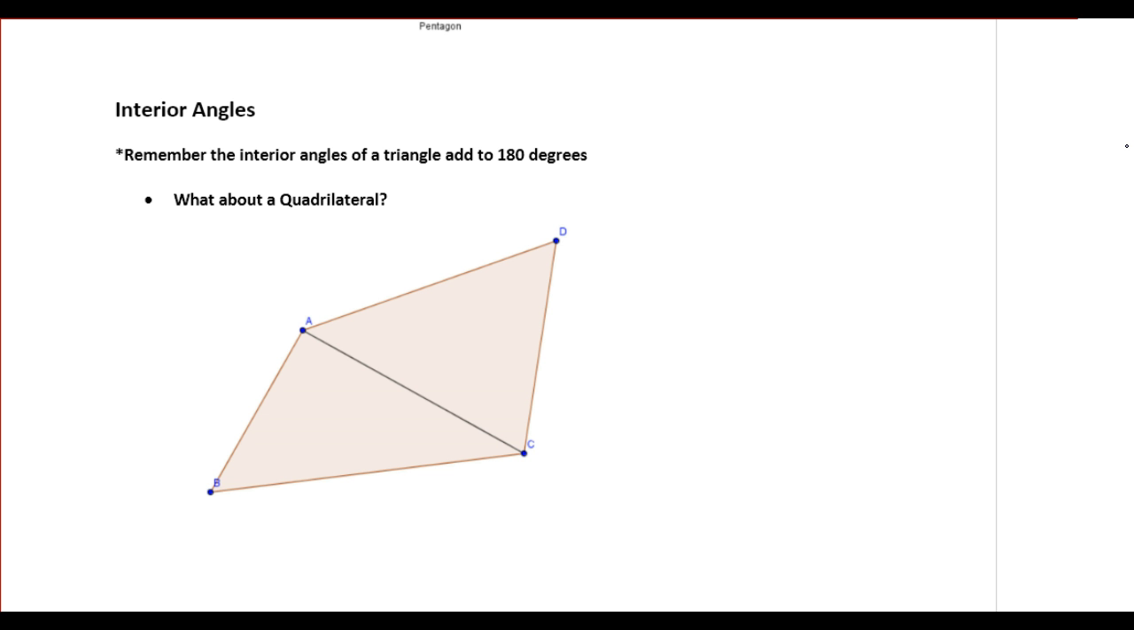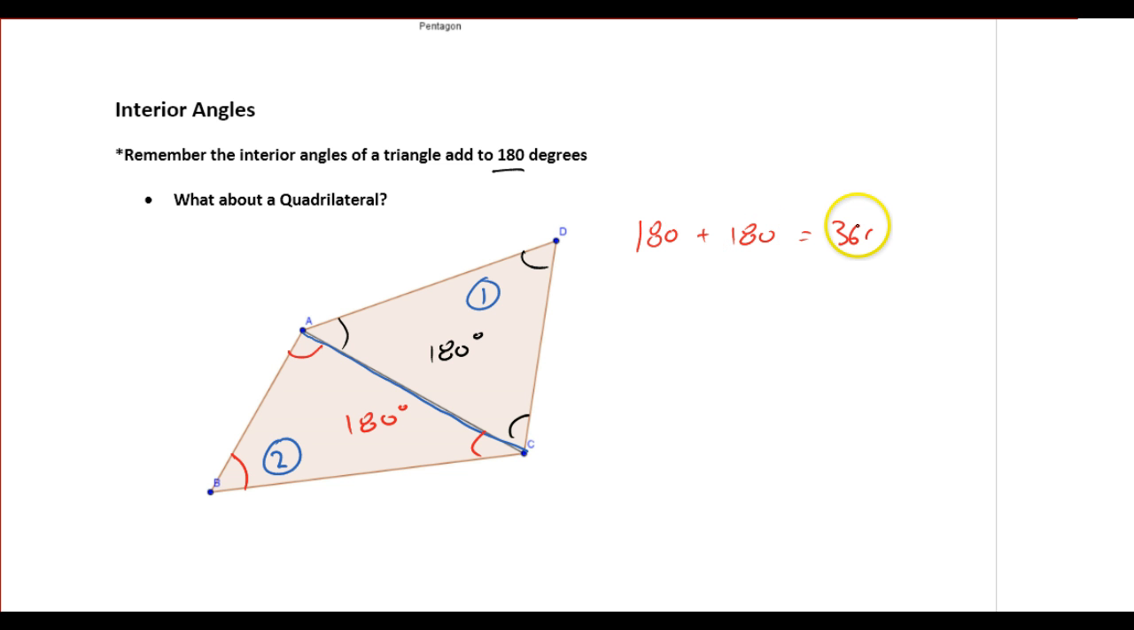Okay, and we draw what's called a diagonal right across the middle there. Okay, look what happens. We actually turn that quadrilateral into two triangles. So there's the first one and there's the second one. So if we know that each triangle has 180 degrees, that means that if these 3 angles add to 180 degrees over here, and these 3 angles here add to 180 degrees, well, that must mean that all the angles in the quadrilateral must add up to 180 plus 180, okay, which is 360.